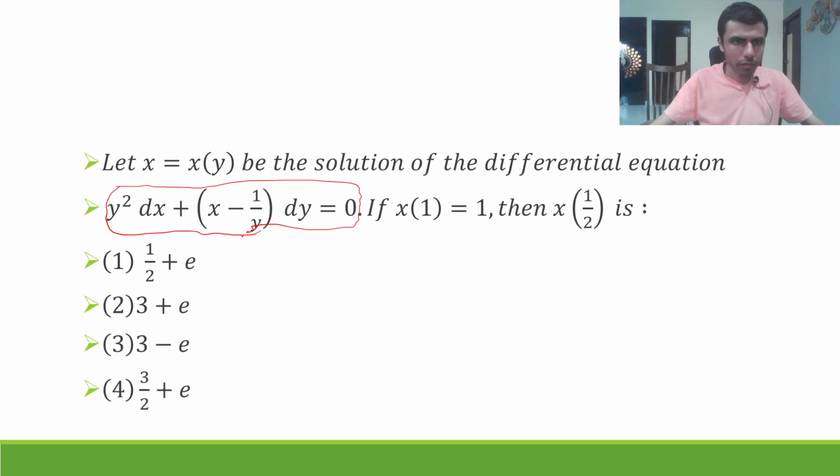This is the equation that we are given. Now try to think what is the method that we need to use in this. Should we use the variable separable method, or should we use something else? Like what is the hint?